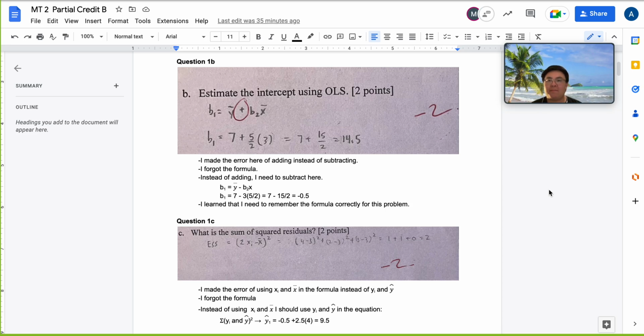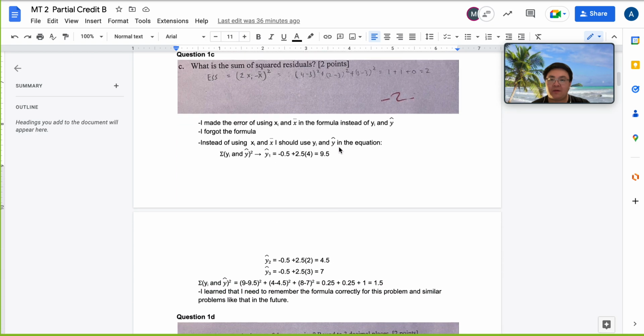For question 1b, it is asking us to estimate the intercept using OLS. In this case, b1 would equal y bar minus b2 times x bar. B1 would equal 7 minus 5 halves times 3, or 7 minus 7.5, which would equal minus 1 half.